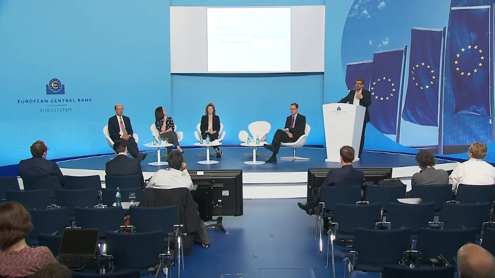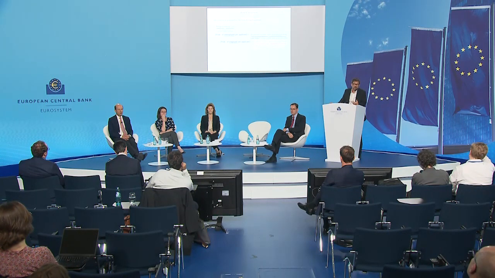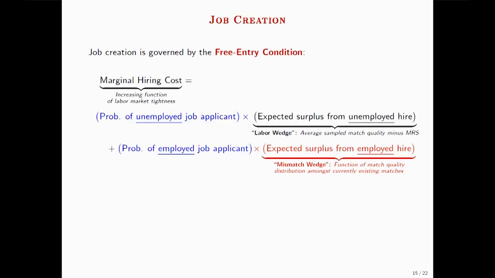In a world with on-the-job search, though, you don't only meet unemployed workers, you also meet employed workers. And so that condition becomes a little bit more complicated. You still have the first term, which now is multiplied by the probability of meeting an unemployed worker when you're a vacancy. And then you have a second term, which reflects what happens when you meet an employed job applicant.